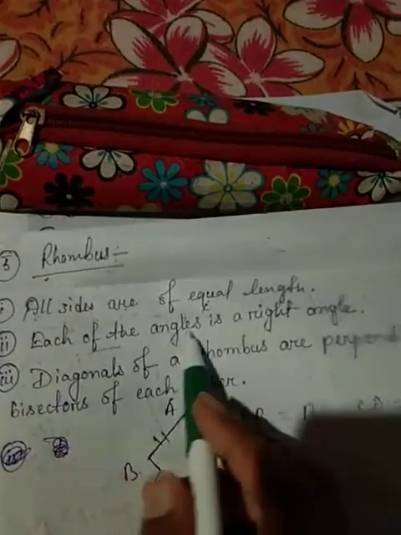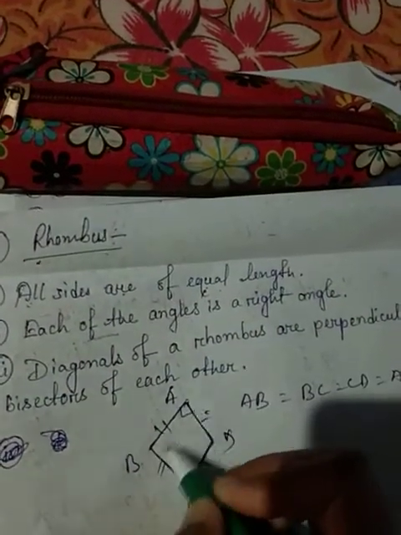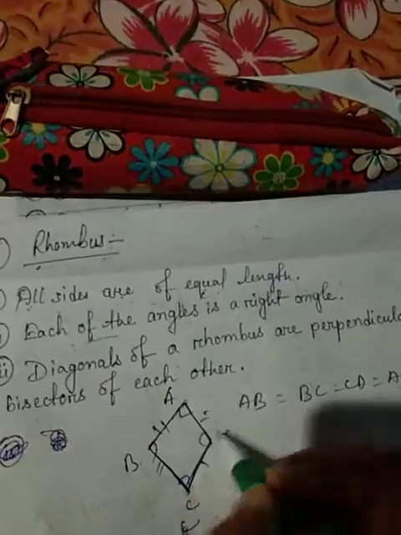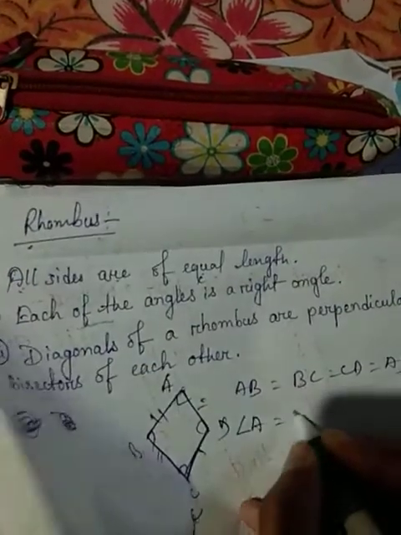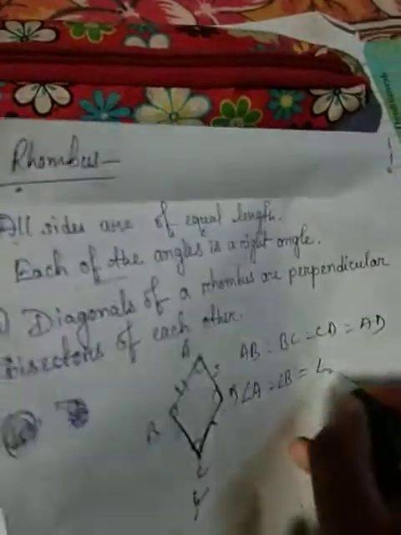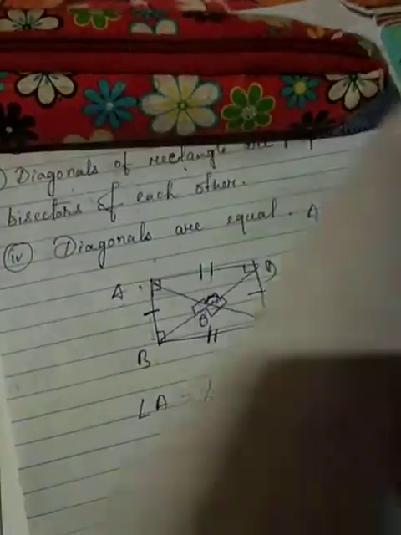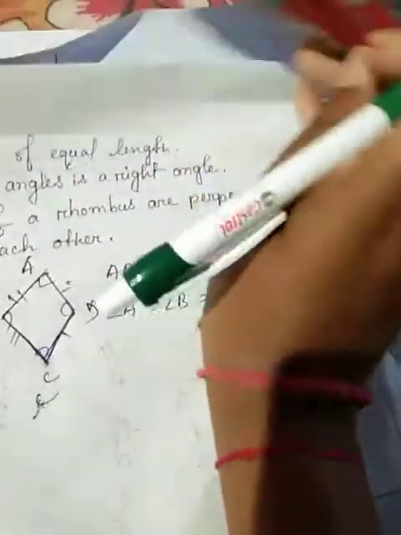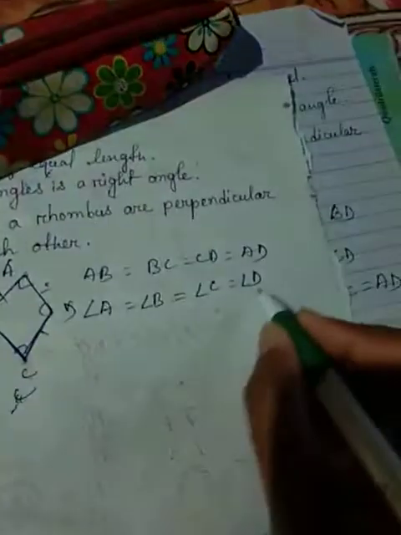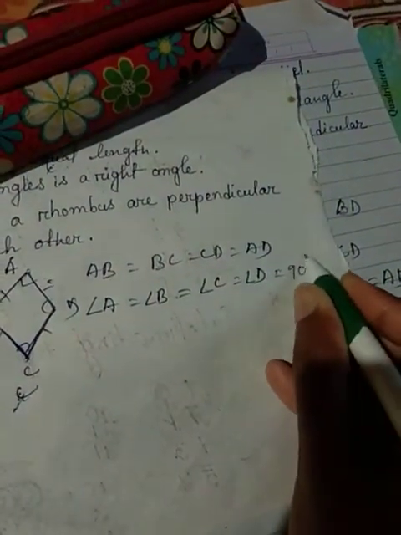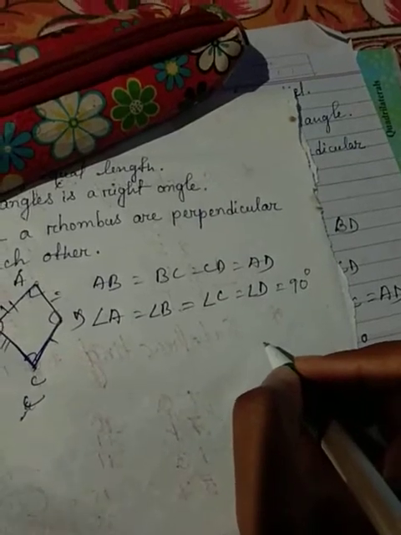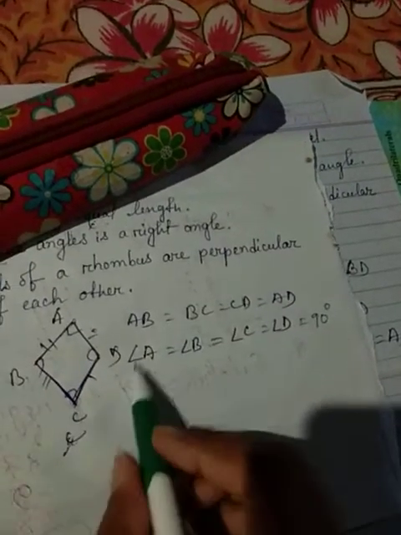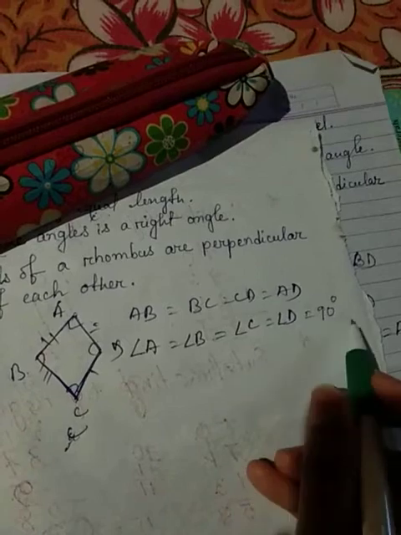Each of the angles is a right angle. This is a right angle, this is a right angle, this is a right angle, this is a right angle. That means angle A equals angle B equals angle C equals angle D equals 90 degrees.